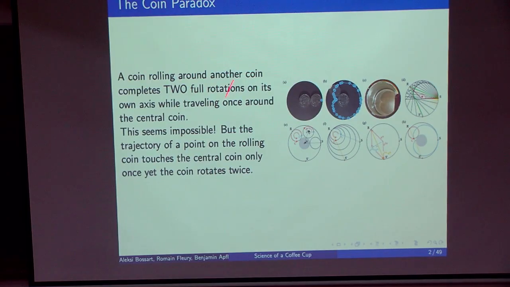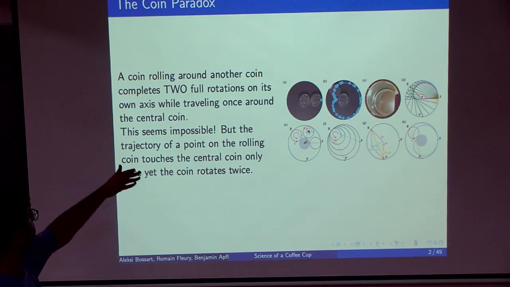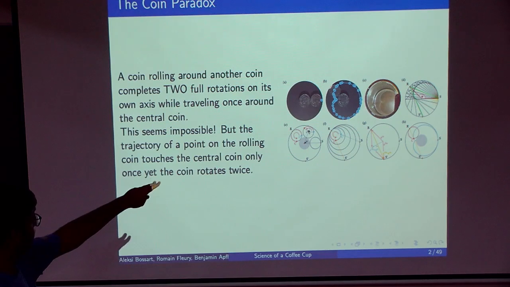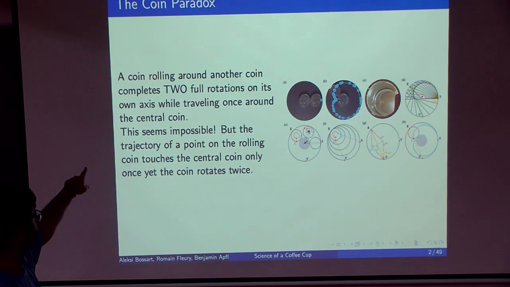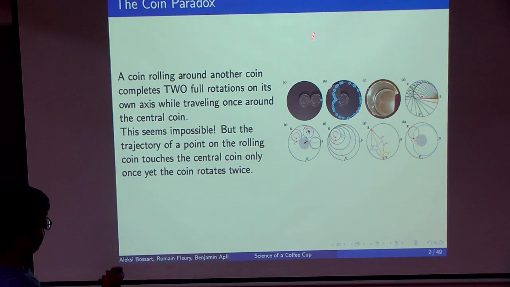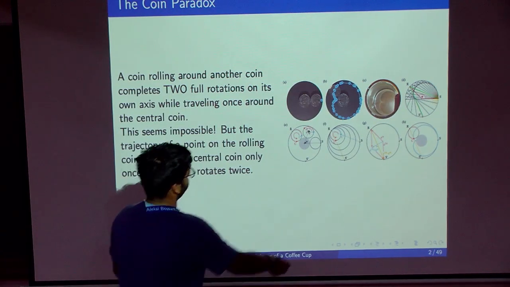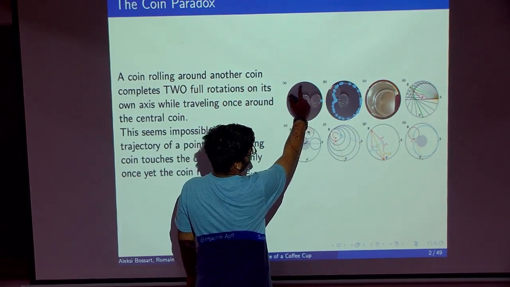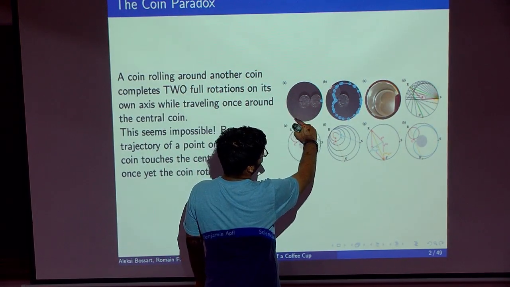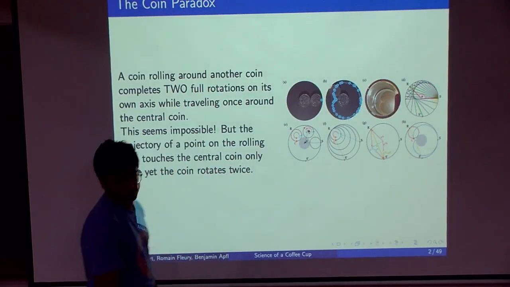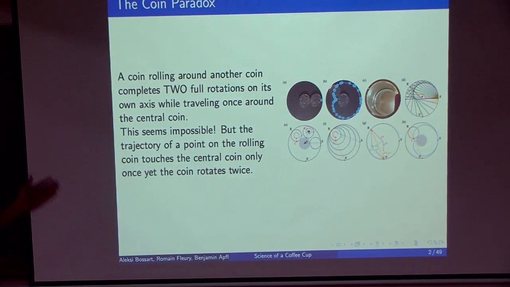Yeah. So the first experiment we look at is a coin rolling around another coin, and it completes two full rotations on its own axis by traveling once around the center coin. This seems impossible, but the trajectory of a point on the rolling coin touches the center coin only once if the coin rotates twice. Basically, if we start tracking this point here, we'll see that it only touches here once before it comes back here. And we could just do this practically as well, or find an animation.